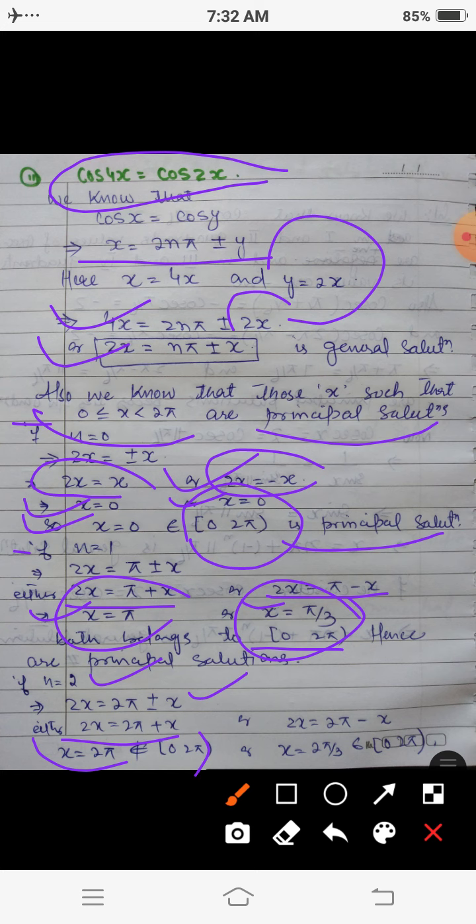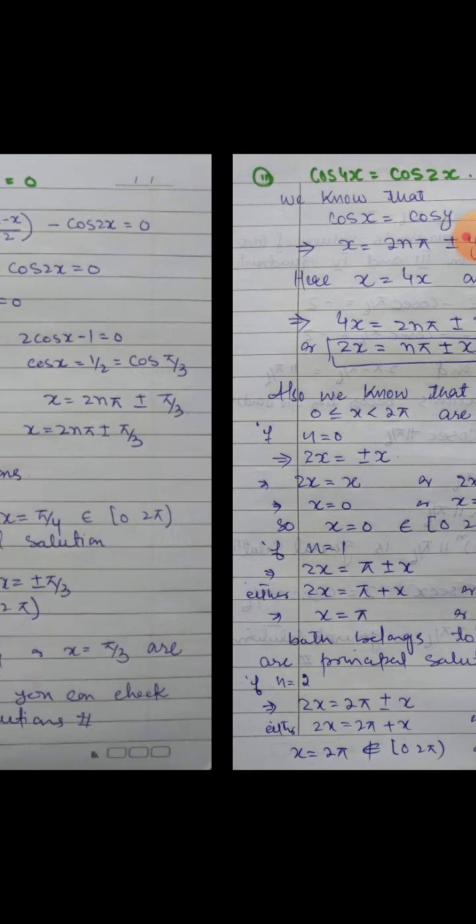Similarly, from this we have x equals 2 pi by 3. Now 2 pi by 3 belongs to this interval, because 2 pi by 3 is simply 120. So 120 belongs to this interval, which implies that when we put n equals 2, the principal solution becomes x equals 2 pi by 3. So these are the principal solutions, and this is the general solution for this cos 4x equals cos 2x.